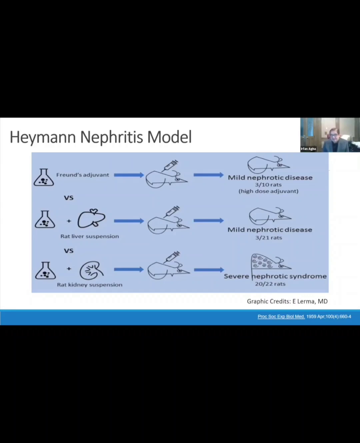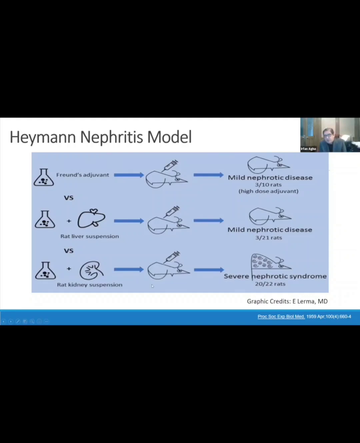So the Heymann nephritis model was developed some 15 years later. This is a paper that was published in 1959. And at that time, Walter Heymann administered Freund's adjuvant to mice intraperitoneally. Then what he did was he picked up a group of mice in which he added a rat liver suspension to the Freund's adjuvant, and in another group he used rat kidney suspension along with the Freund's adjuvant. And what he found was that in the mice that were inoculated with rat kidney suspension and Freund's adjuvant, which actually enhances your immune response, these mice were much more likely to develop severe nephrotic syndrome.